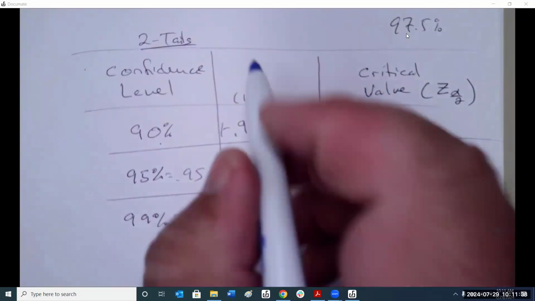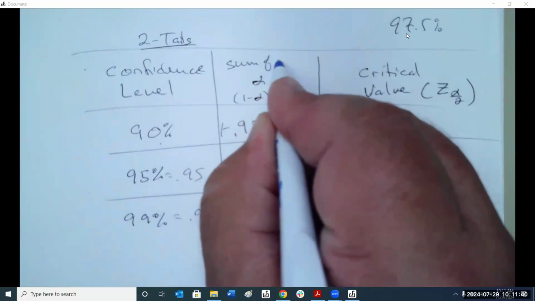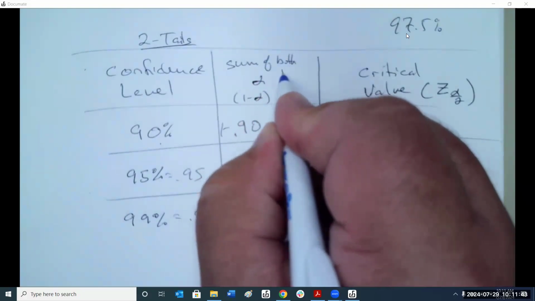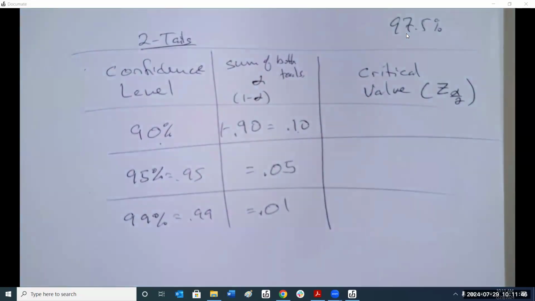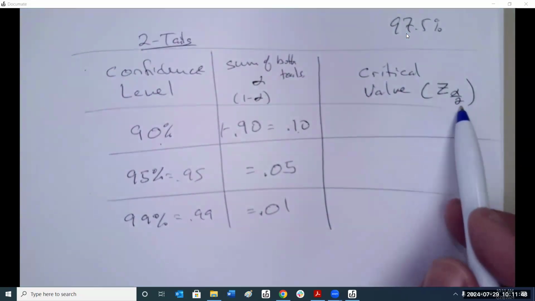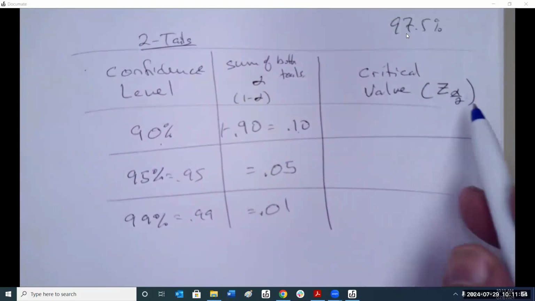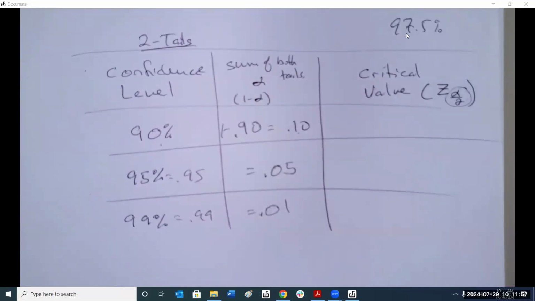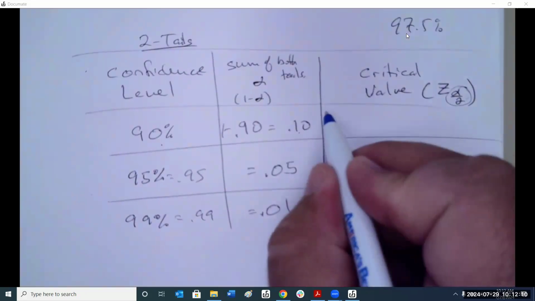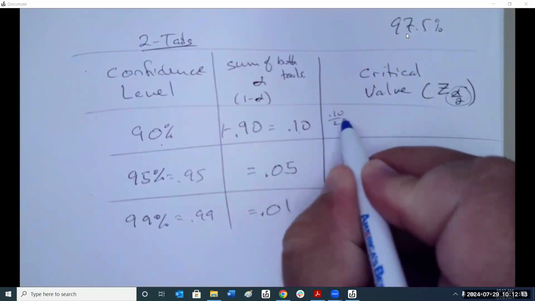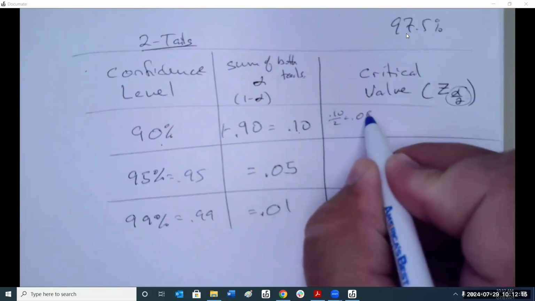So this is the sum of both tails. Now we've got to find the z-score of each tail individually. So that's why we've got to do the divided by 2. So we take 0.10 divided by 2, we get 0.05.